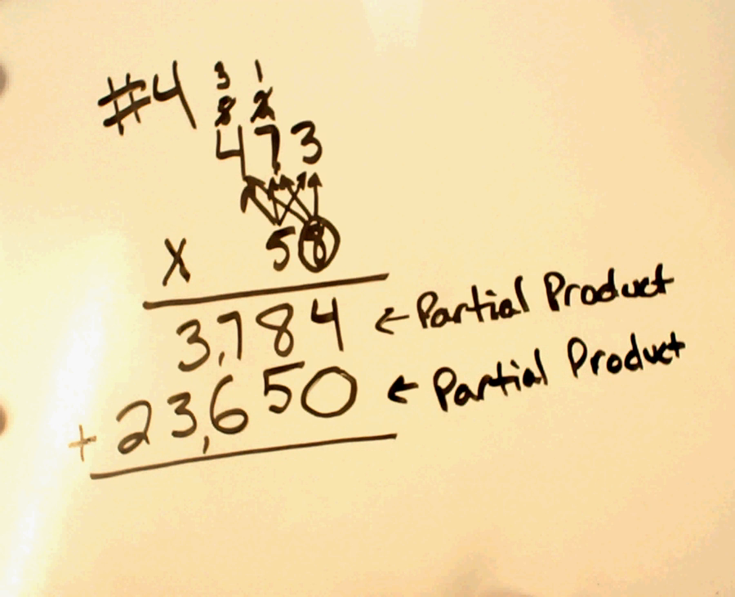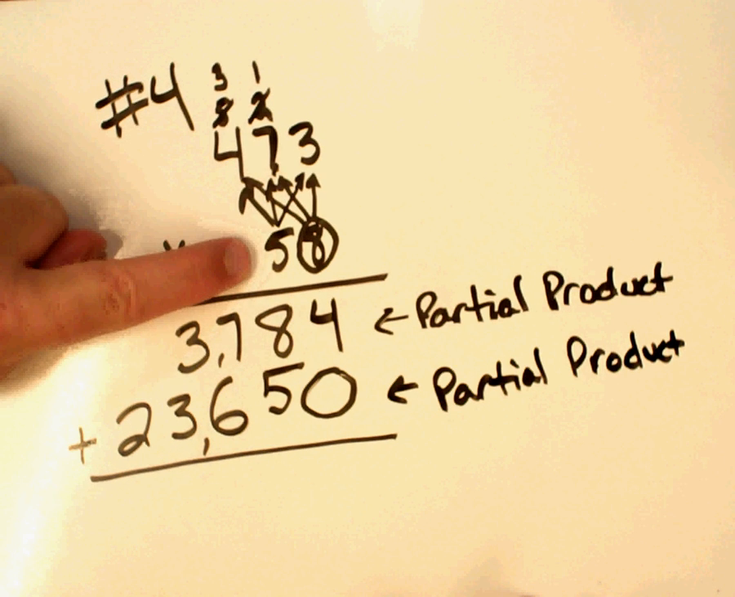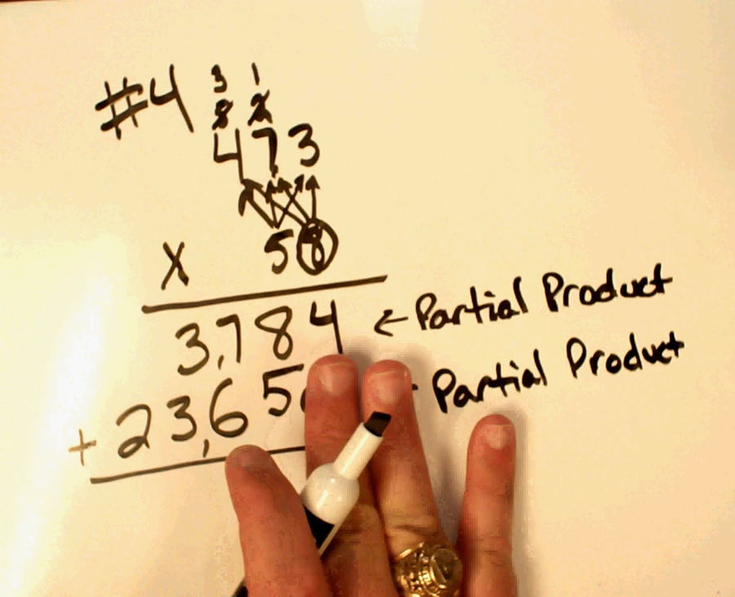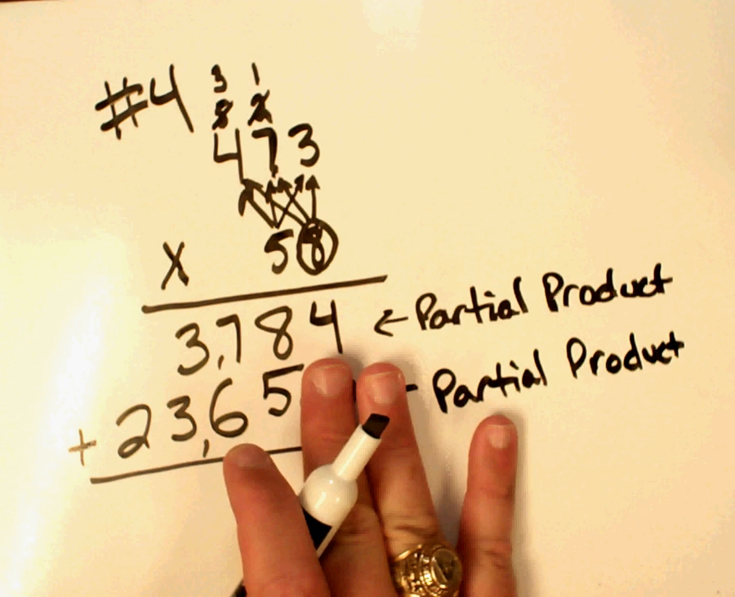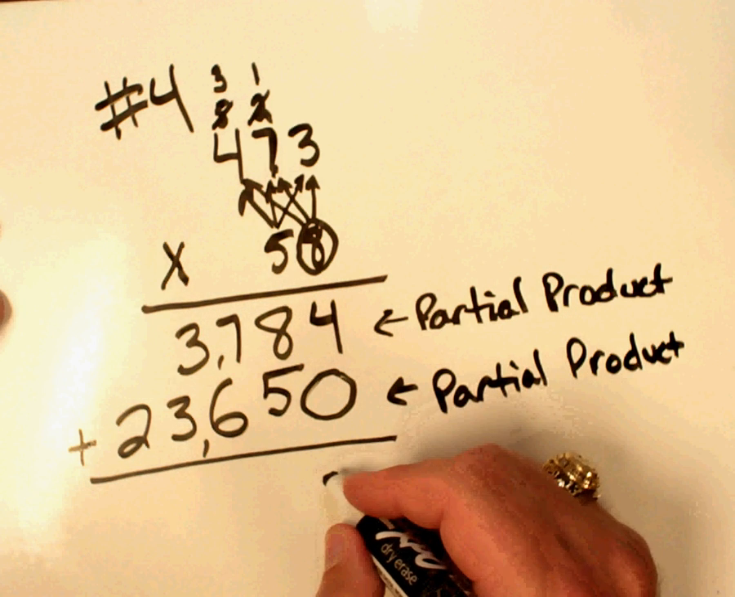Again, if you're checking your work by using a calculator, remember when you check your second partial product to multiply 473 by 50, not by 5, because if you multiply it by 5 by accident, you're going to get 2365. Alright, so remember to multiply by 50 if you're checking your partial products with a calculator. Okay? And then final step is we're going to add our partial products.